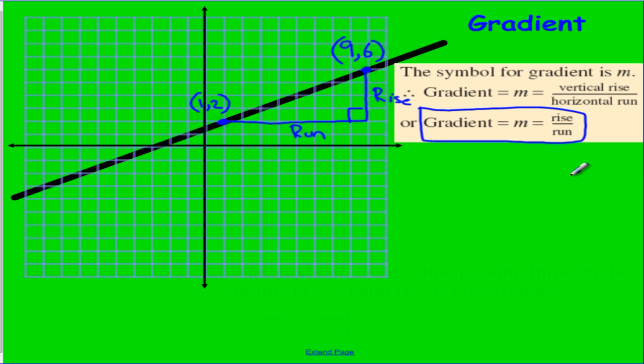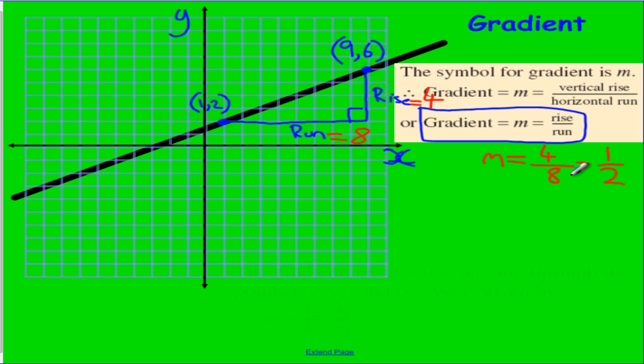So the rise of our graph is going to be a measure of the y-axis, and the run is going to be a measure of the x-axis. So our rise goes from 2 to 6, so our rise is equal to simply 4. And our run, we go from 1 to 9, so our run is equal to 8. Using our little calculation over here, m is equal to our rise of 4 divided by our run of 8. Simplifying that fraction down, we simply have 1/2. So our gradient is 1/2.